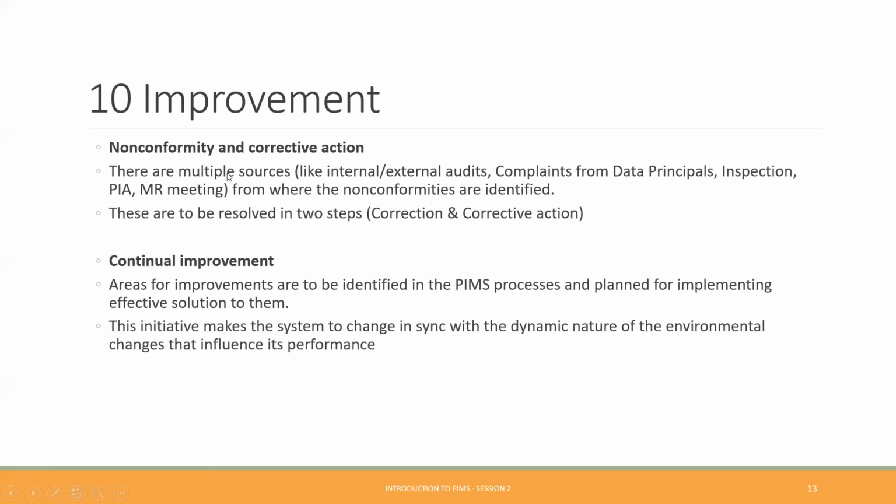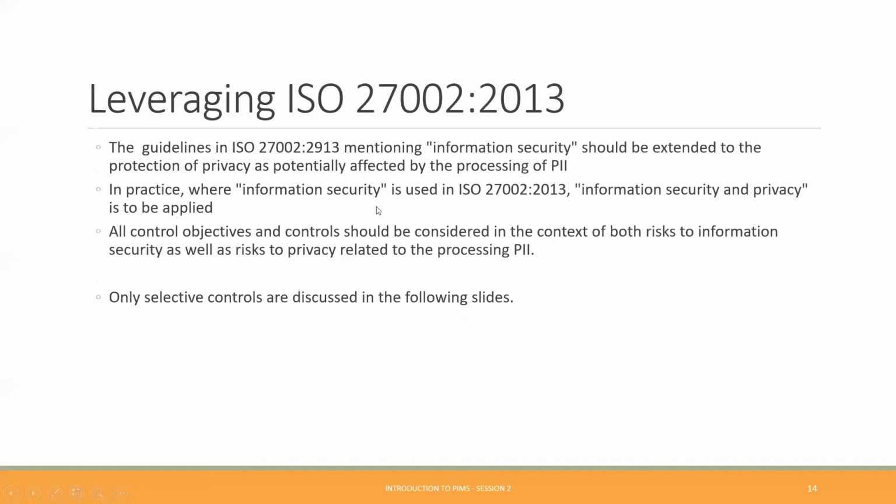Okay, let's move to the next part. Now we are in the second part. So far, we have seen only how we can leverage 27001. We have seen all the clauses, how those clauses are going to be meaningful with respect to 27701. Now we are going to see the control part, the 114 controls that are there, and how they are going to be applicable for that.